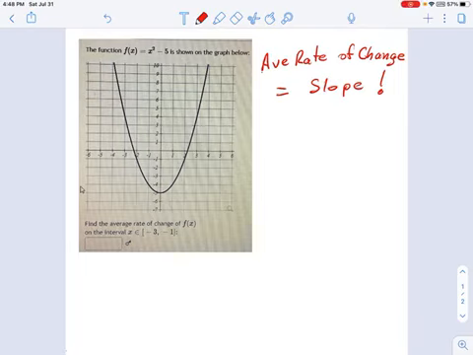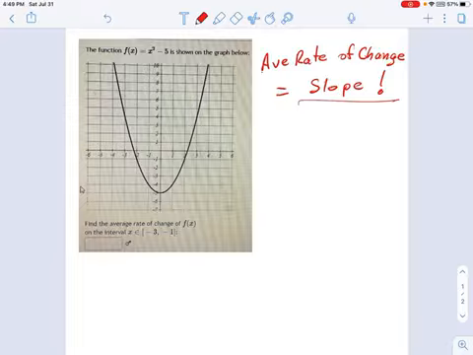Here's a question asking about the average rate of change of a function. And I want to back up from that for a second and just remind you that average rate of change is just slope. Okay, so if you know how to calculate slope, right, mx plus b, that kind of slope, then you know how to do average rate of change.